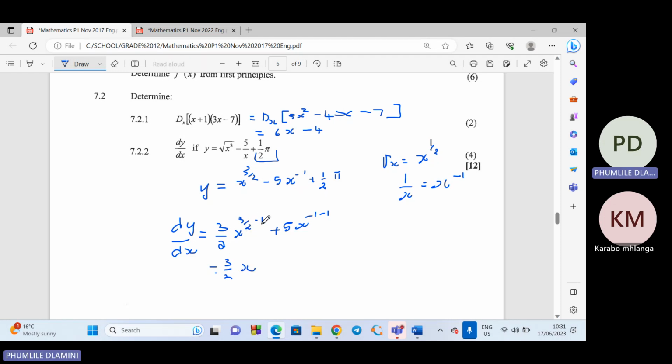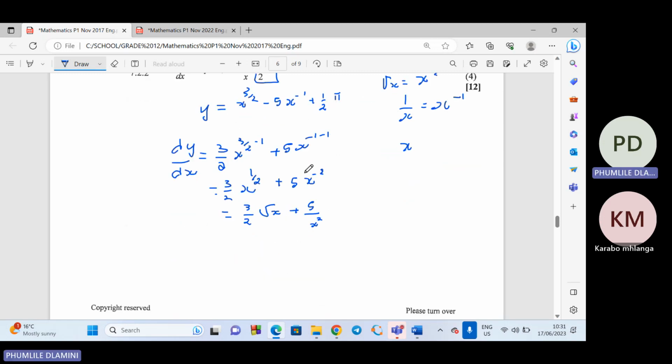Then it's going to be 3 over 2 x to the power, this one, 3 over 2 minus 1, you can use your calculator. But the answer that you're going to get there is going to be 1 over 2 now. Plus 5, here is minus 1 minus 2. Minus 2 is the same as x to the power negative 2. If you are rewriting this, remember square root of x is the same as x to the power 1 over 2. You can rewrite it back as 3 over 2 square root of x plus 5. This one, because it's 2 here, you can write as x to the power 5 over 2.